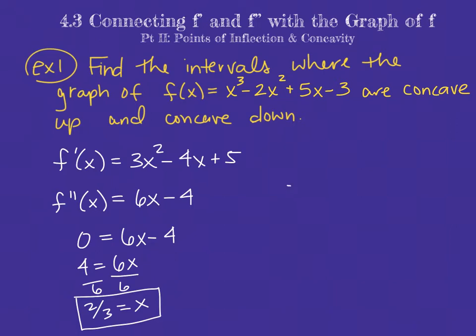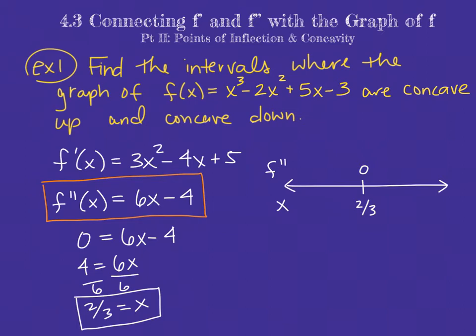So the next thing that we're going to do is make a sign chart for f double prime to determine what the sign is. Well, we care about 2/3 because that's 0, and that's where f double prime equals 0. That's what we just set it to. So now what we want to do, this looks familiar hopefully, is pick a number in the interval to the left of 2/3, pick a number in the interval to the right of 2/3, and test f double prime. If f double prime's positive, it means we're concave up there. If f double prime's negative, it means we're concave down there. So let's test some points.